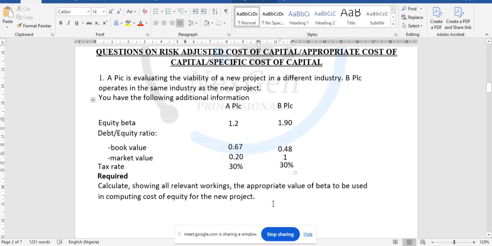Now, if that is established, it's 30%. Don't forget that you can see they say debt to equity ratio, book value, market value. What we need is market value. We don't need book value, class. The debt to equity ratio for the Proxy company is 1.